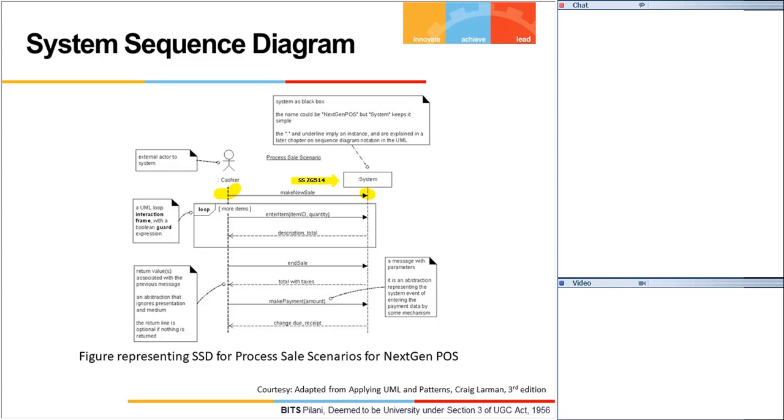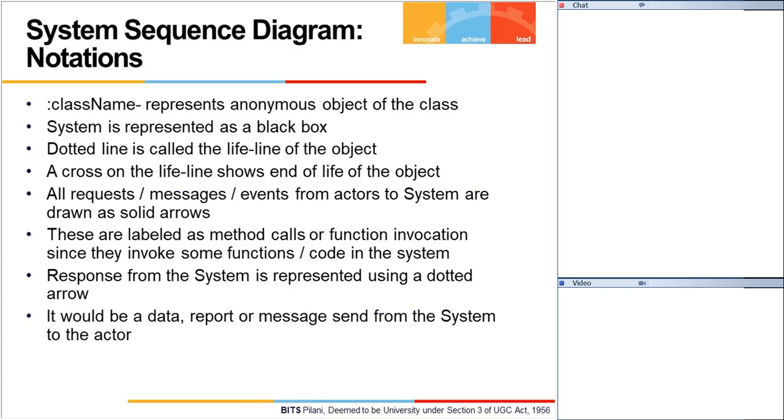We will not break down the system into domain objects or analysis classes. The moment we break down the system into analysis classes, then it becomes a sequence diagram. It is no longer a system sequence diagram. So when we are drawing a system sequence diagram, the entire system is represented as a black box, right? I'll go to the next slide.